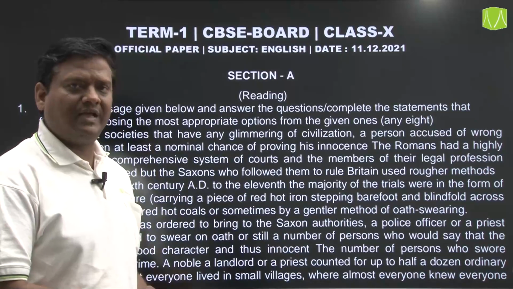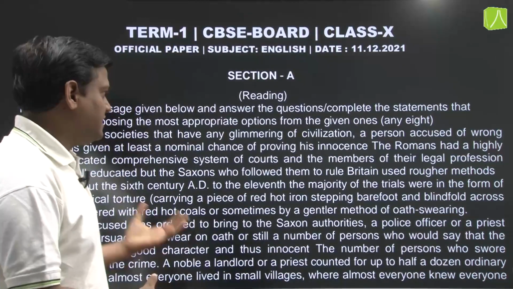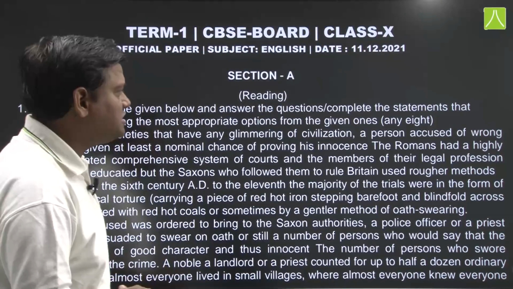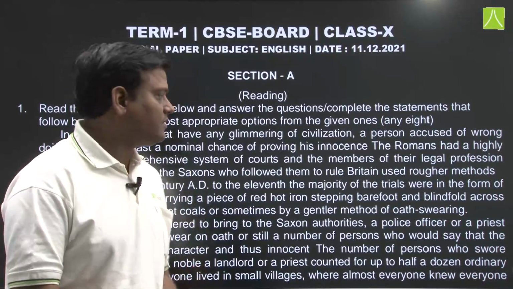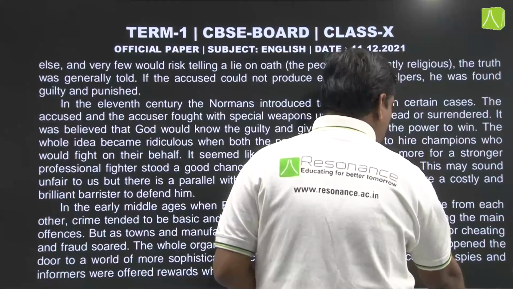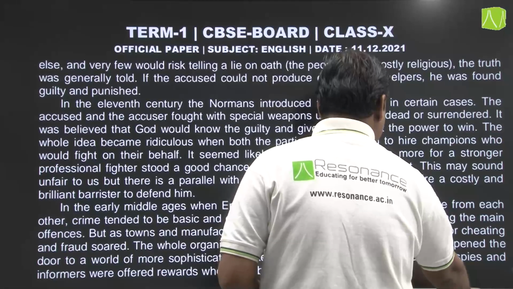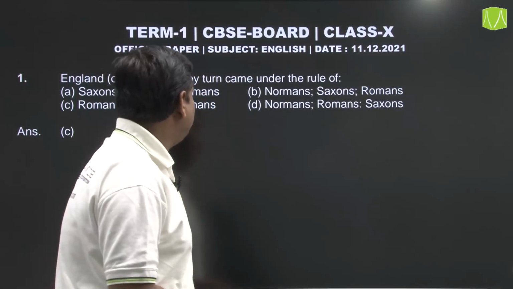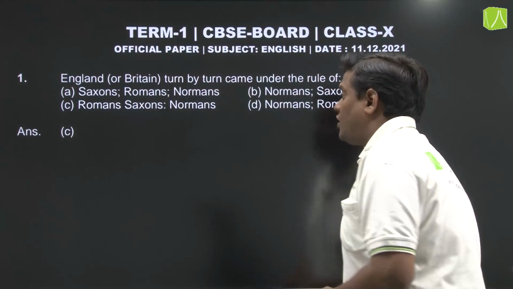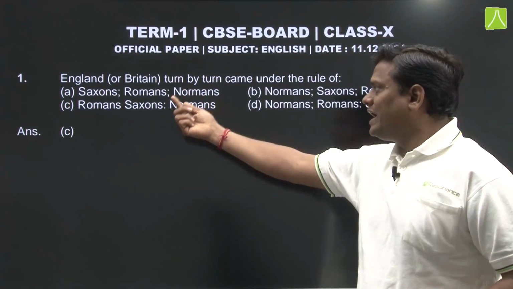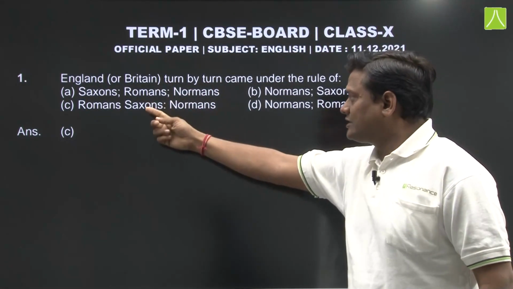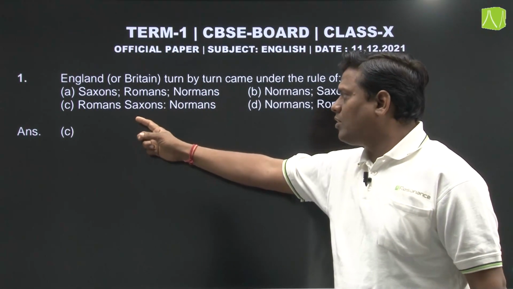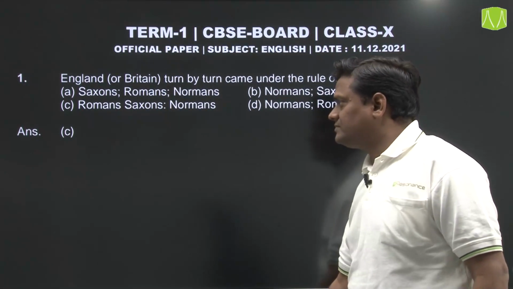In section A we have two unseen passages. Here is passage 1, a descriptive passage about the judicial system in England and how it developed. After reading the passage, let's solve the questions. Question number 1. England or Britain turn by turn came under the rule of... We are to arrange these: Saxons, Romans and Normans. So the correct answer is C, Romans, Saxons and Normans.